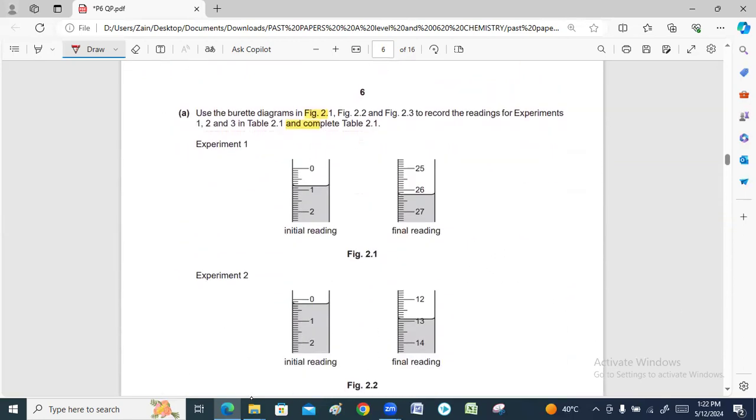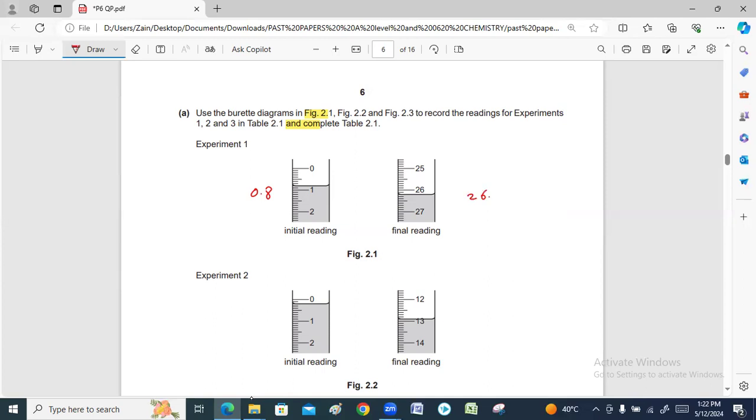Now, these are the burette readings. We have to complete the burette readings. First of all, look at this reading: this is 0 and this is 1, so the reading is 0.8. This is 25 and then 26 and then 27, so the reading is increasing. So this is 25 and this is 27. So this number is 26.1 and this is 26.2.